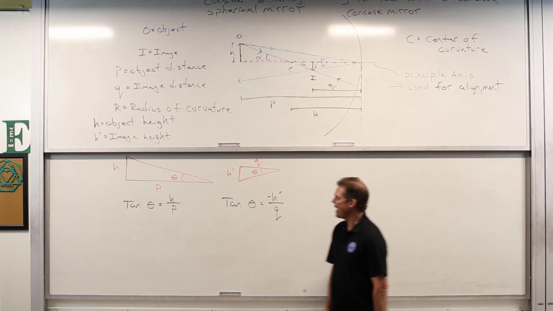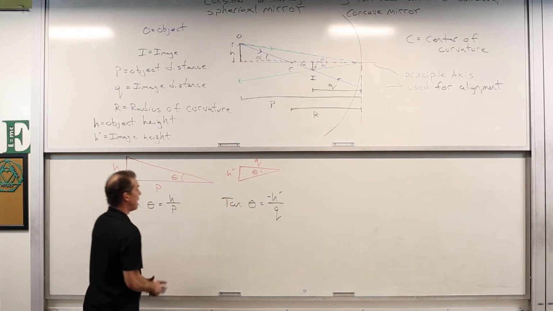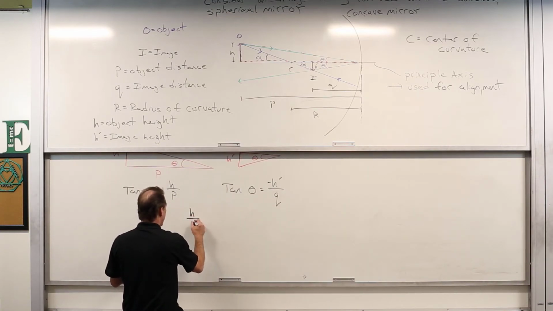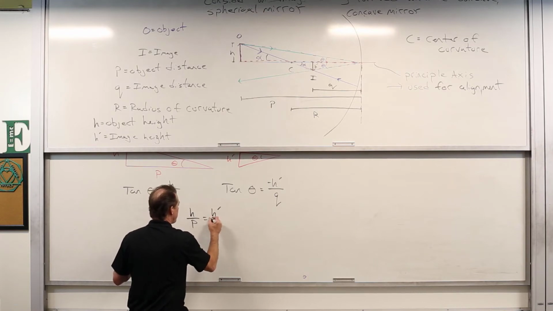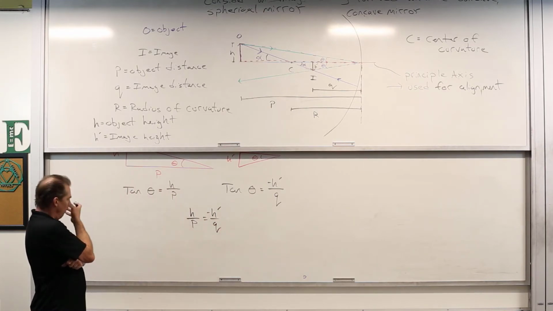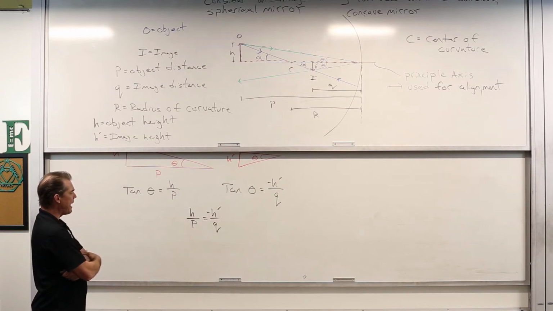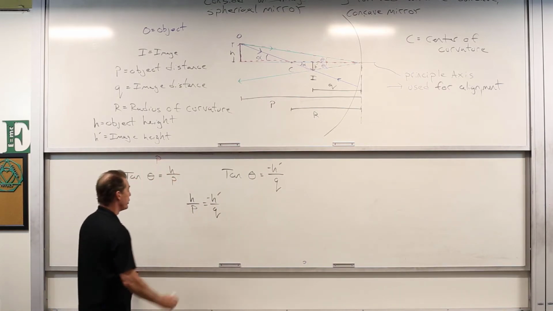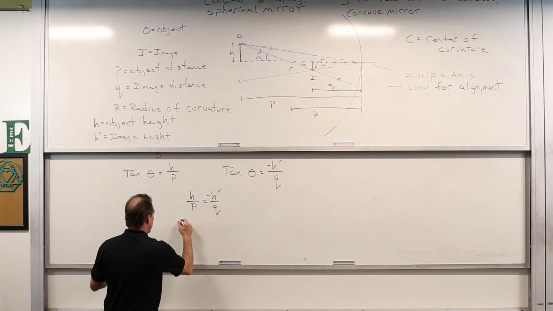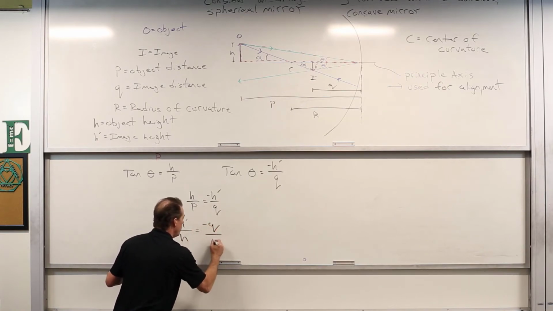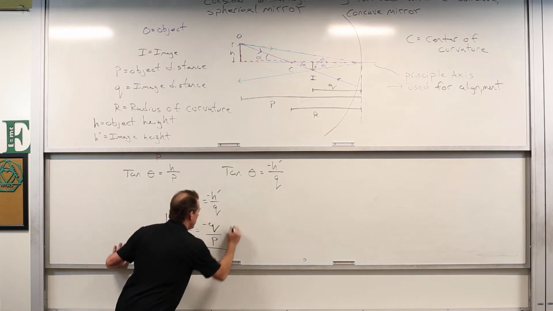Great. Well, if the tangent of theta is this, and the tangent of theta is that, they have to be equal to each other. So from this, we've got that h over p is equal to negative h prime over q. What can we do with that? Well, we can write something else out. How about we solve this out for the quantity of h prime over h? This then says that h prime over h is equal to negative q over p.